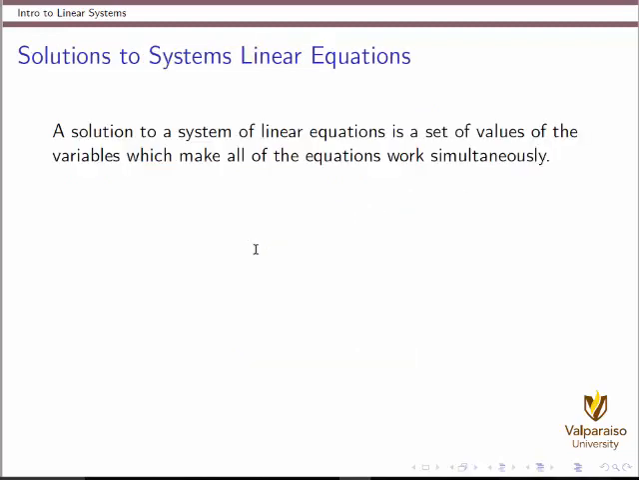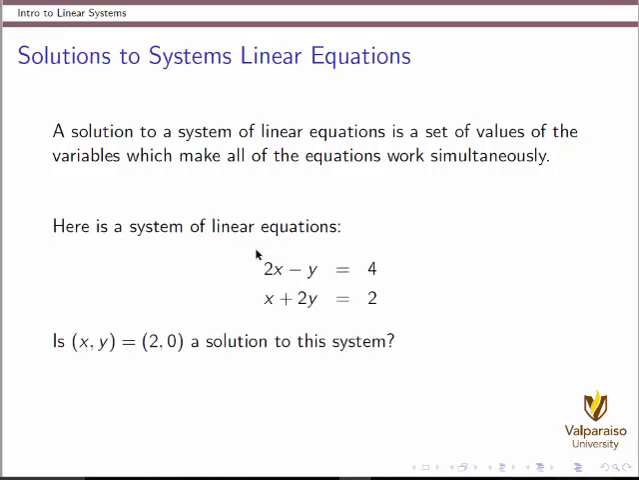If you have a system of linear equations, several linear equations bundled together, a solution to the system is the point or points that make all of the equations work at the same time. So here is a system. Two equations with two variables. Is the pair 2, 0 a solution to the system? Well, to check that, you take x equals 2 and y equals 0, and you plug them into both equations and make sure that both statements become true. And if you do that, you will note that both work. Right?